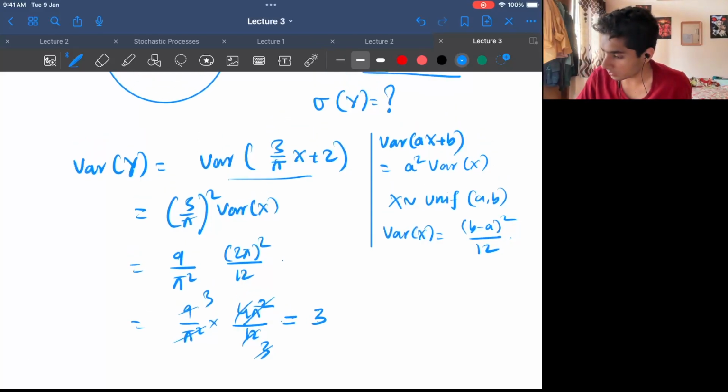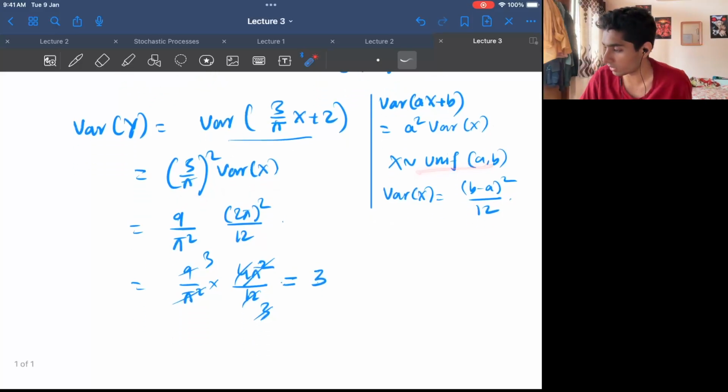I said there should be plus b here, but that is not correct, because if you are just shifting a random variable, the shift doesn't contribute to the variance, it contributes to the mean. Hence, this will just remain a square times variance of x, and here 2 will not play any role. So just the scaling factor 3 by pi will come out, 3 by pi square times variance of x. Now x is a uniform random variable, and the variance of a uniform random variable is given by this thing.